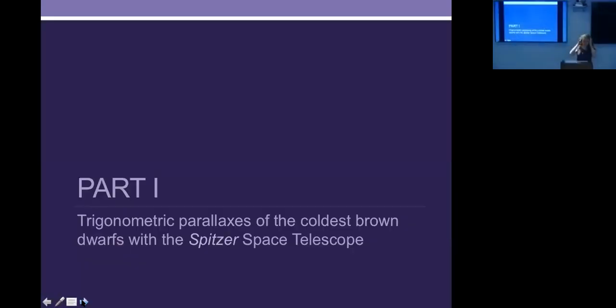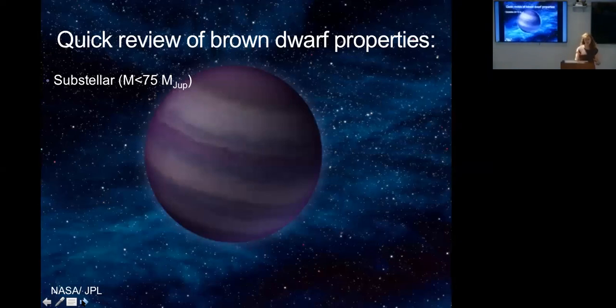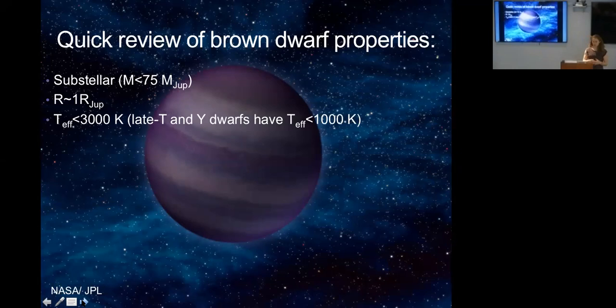So to get started, the project in which we were measuring trigonometric parallaxes using Spitzer, before we dive too much into the methods, I want to give a brief overview of some brown dwarf science, just in case there are people in the room who are not super familiar with it. So brown dwarfs are substellar objects, which means that their masses are under about 75 Jupiter masses. What this means is that they also all have radii about 1 times the radius of Jupiter. And it also means that they're very cold objects. When we talk about brown dwarfs, we mean objects cooler than about 3000 Kelvin.